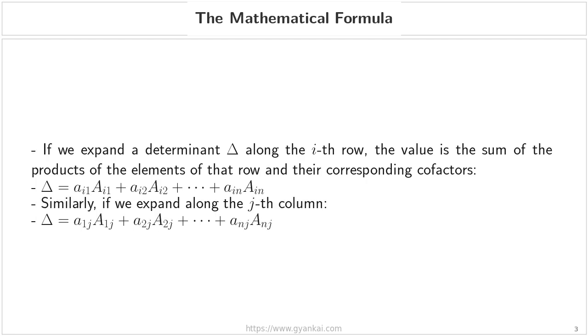The beauty of this method is that the same logic applies vertically. Similarly, if we choose to expand along the jth column, the value is the sum of the products of the elements of that column and their respective cofactors. This is written as delta equals a sub 1j times A sub 1j, plus a sub 2j times A sub 2j, continuing down to a sub nj times A sub nj.